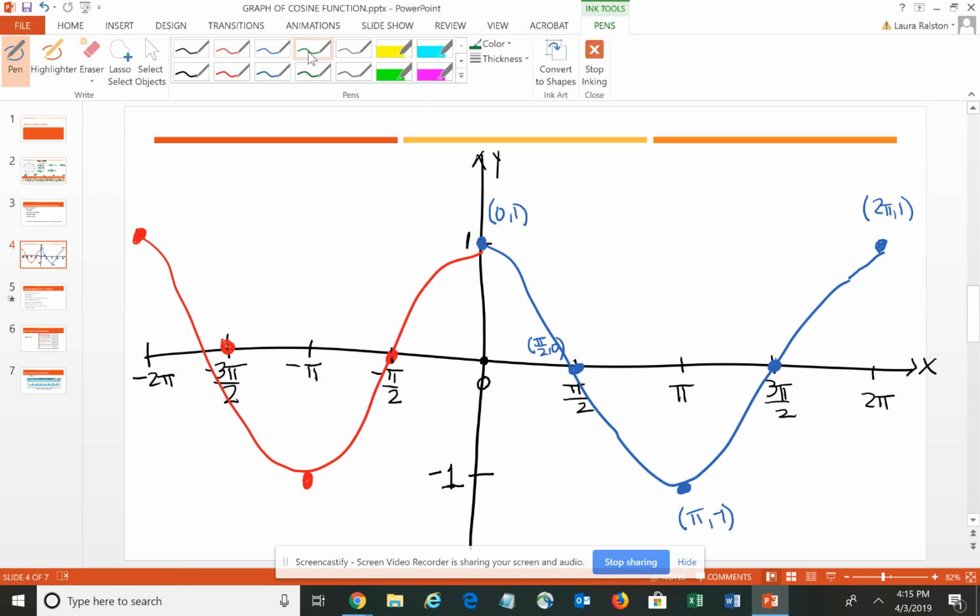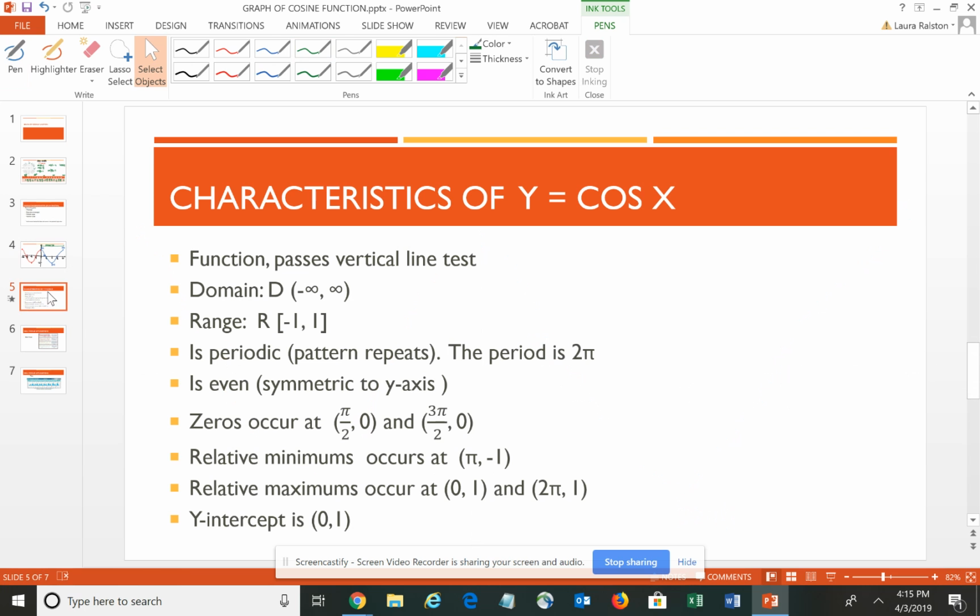And again, to see the whole picture going from maximum to maximum, notice how it takes a full revolution so that we can recognize that our period is 2 pi. Okay? So again, looking at those characteristics, notice it would pass the vertical line test, which makes it a function.